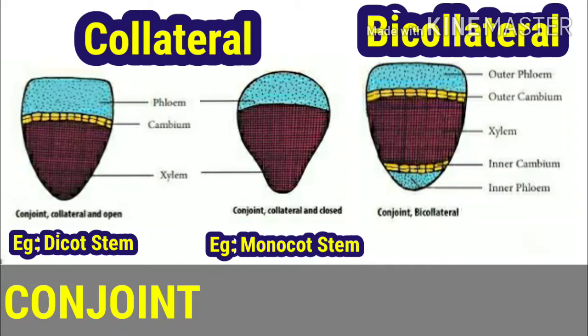In another type, the bicollateral type, in this type of bundle, the phloem is present on both outer and inner side of xylem. Example, cucurbita.